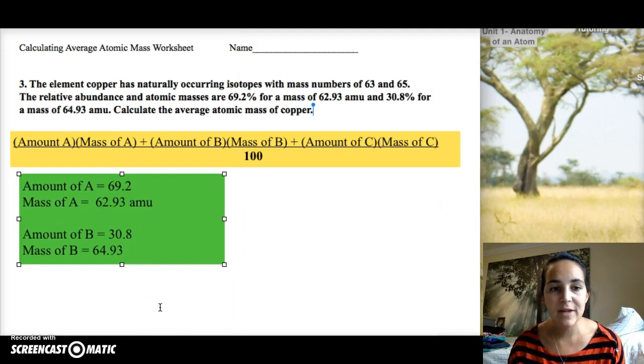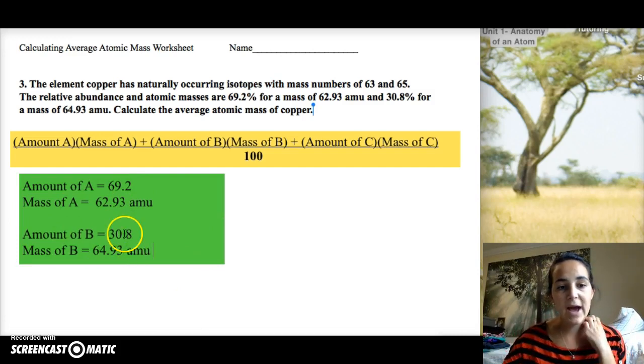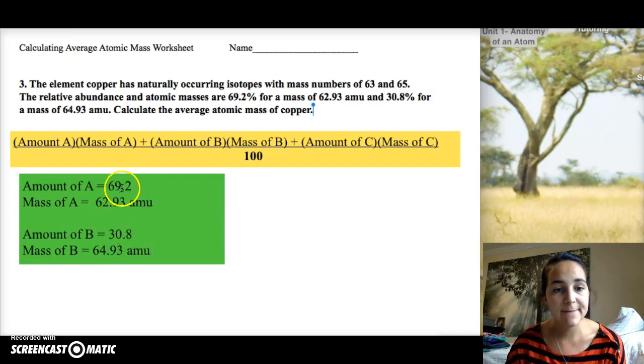All right, now that you've done that work, you should have filled in information that looks something like this. We have an amount of 69.2 and a mass of 62.93 AMU for A. For B, we have an amount of 30.8 and a mass of 64.93. Now notice that we don't have to worry about the amount and mass of C because in this case we're only given two isotopes.